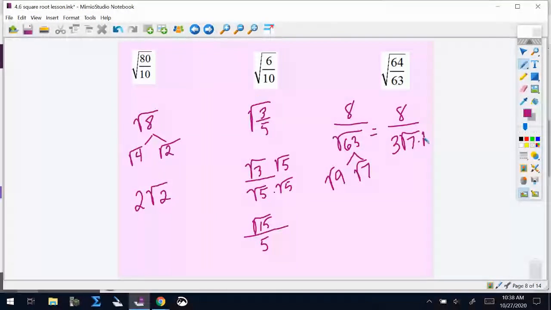Now I'm going to multiply by the square root of 7 over the square root of 7. I get 8 square root of 7. On the bottom, I have a square root of 7 times the square root of 7, which is just 7. And then I have a 3 in front. 3 times 7 is 21. So there is my simplifying. So this is referred to as rationalizing the denominator, or in other words, simplifying fractions that have square roots in them.